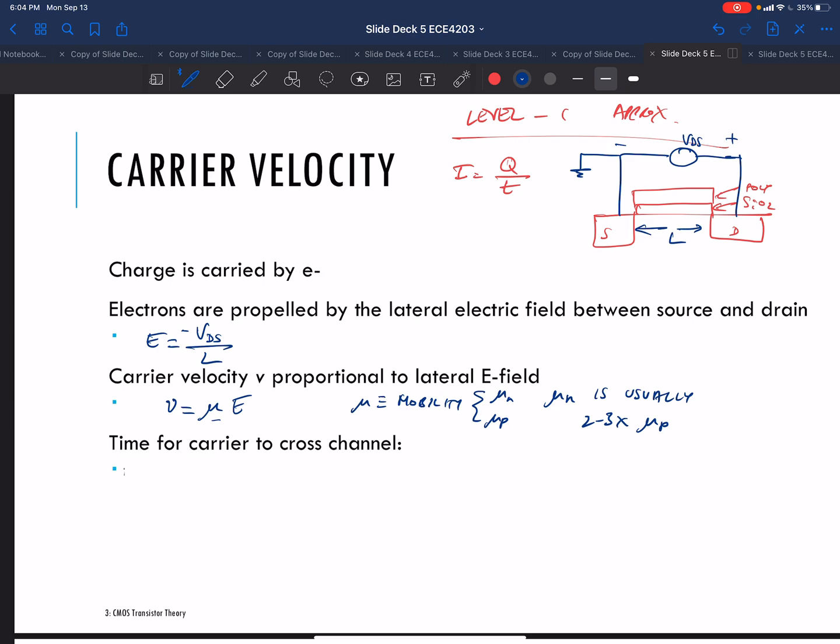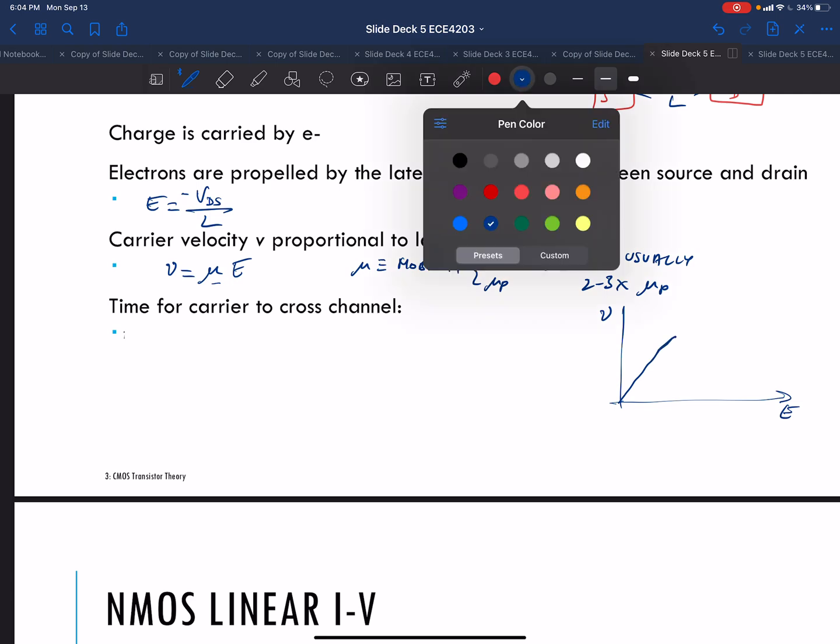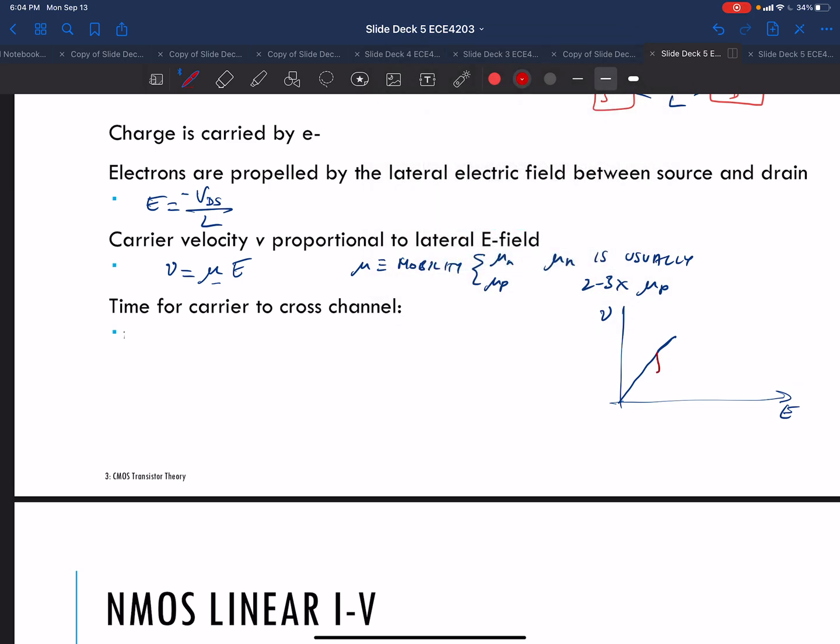Basically, if you have an electric field and a velocity of the carriers from that electric field in a crystalline lattice, you get this slope. As the electric field goes higher, the velocity gets higher, and that slope is the mobility.